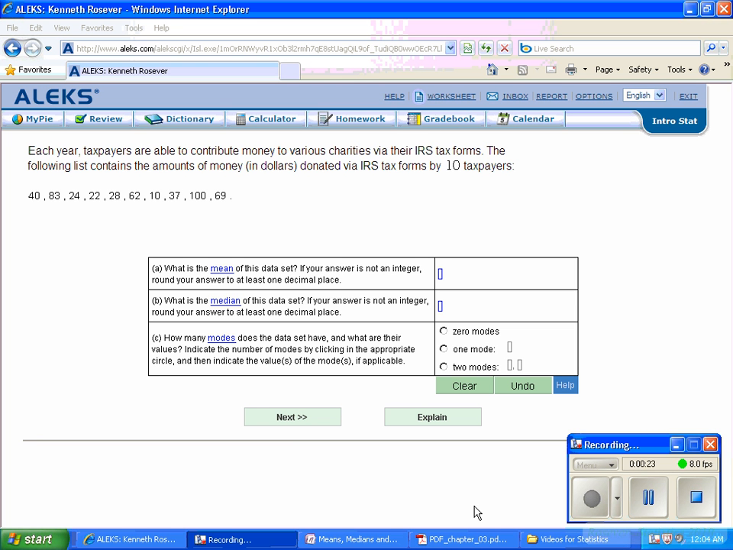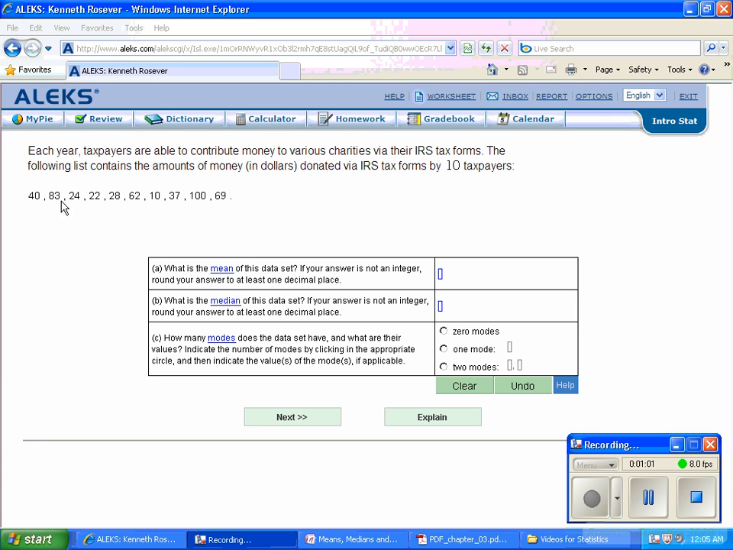Alex is indicating here that we're going to take these values, which are amounts of money that were donated via IRS forms by 10 taxpayers. So our sample size is 10. And we're going to take the result of our average here, our mean, and we're going to round it to one decimal place. In general, though, the rounding rule for mean is we always round the mean to 1 degree of precision more than that which appears in the data.